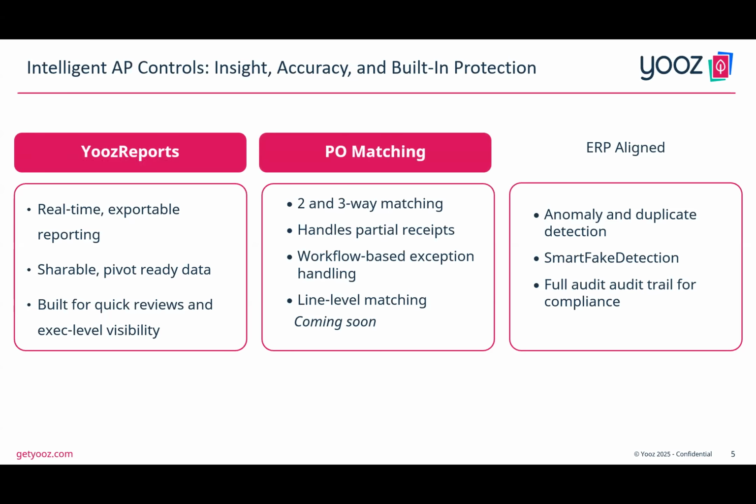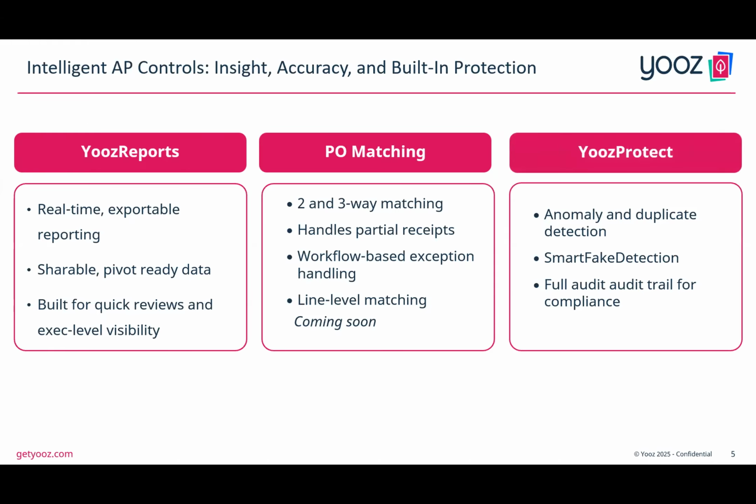In the center, we have automated PO matching, which is all about accuracy and control. Use supports two-way and three-way matching, handles partial receipts, and routes exceptions through workflows so nothing gets stuck or overlooked. And with line level matching coming soon, you'll get even more precision across every purchase.